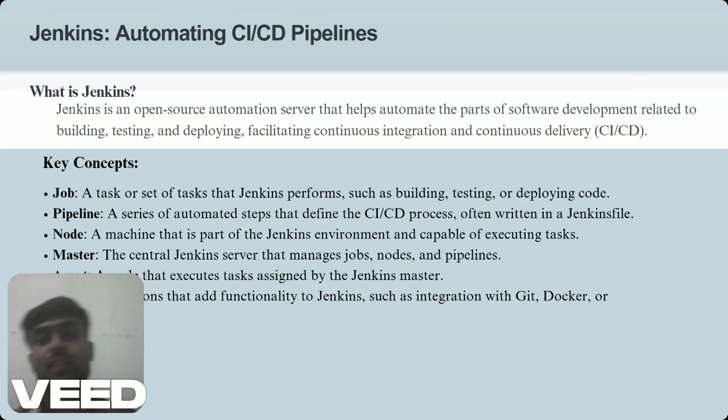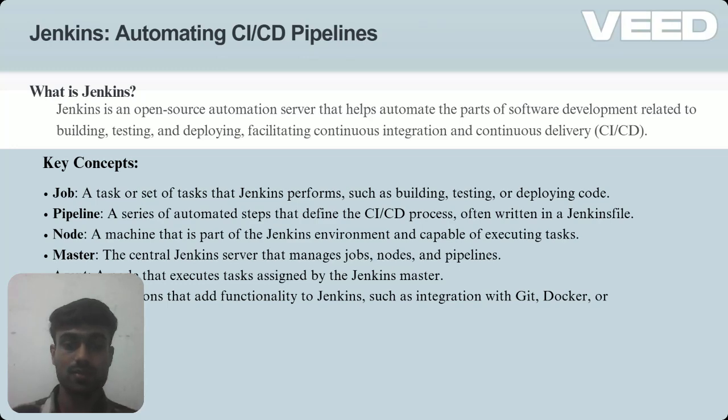So there are some key concepts in Jenkins, like key terms. The first key concept is job. A job is a task, or we can say a set of tasks, that Jenkins performs, such as deployment or test. Then there is pipeline. A pipeline is basically a series of automated steps that define the continuous integration and continuous deployment process. Then there is node.